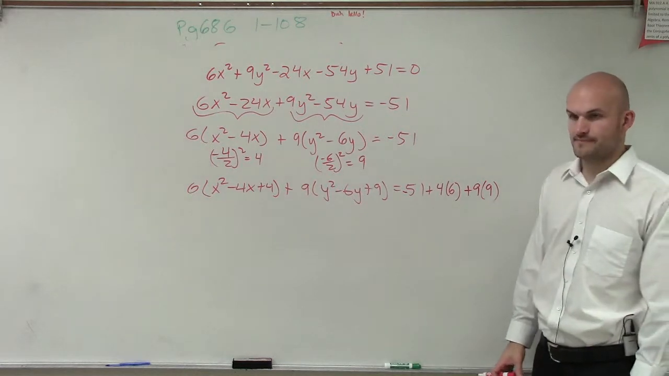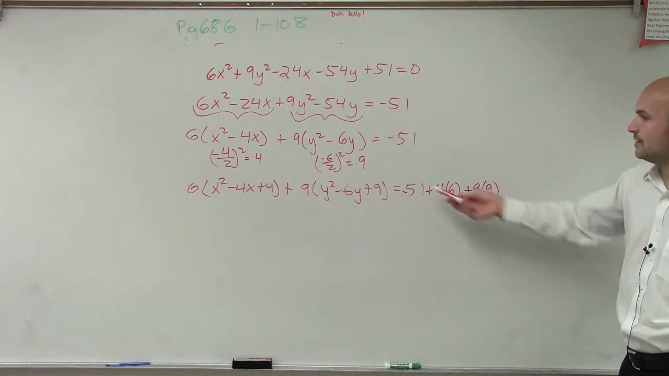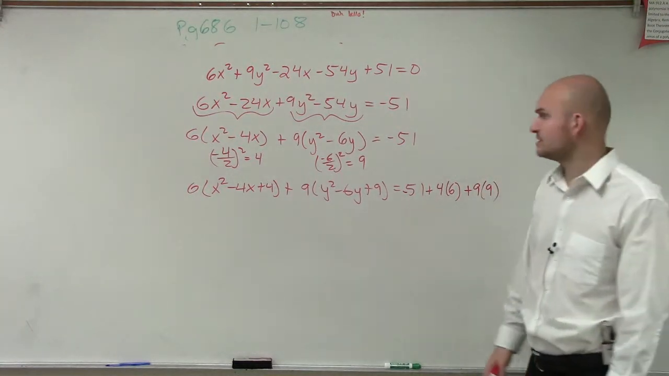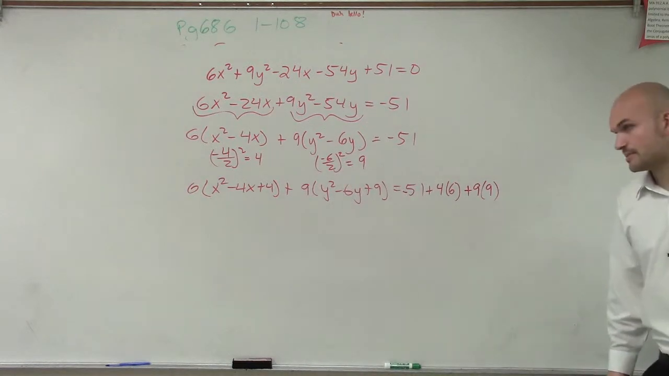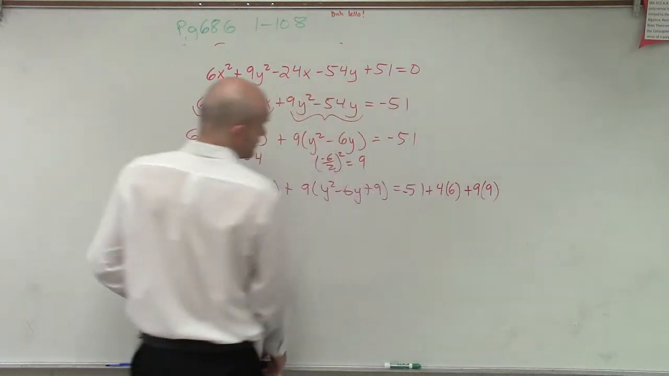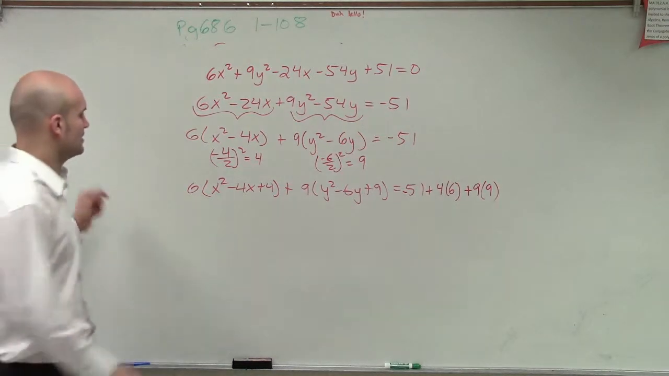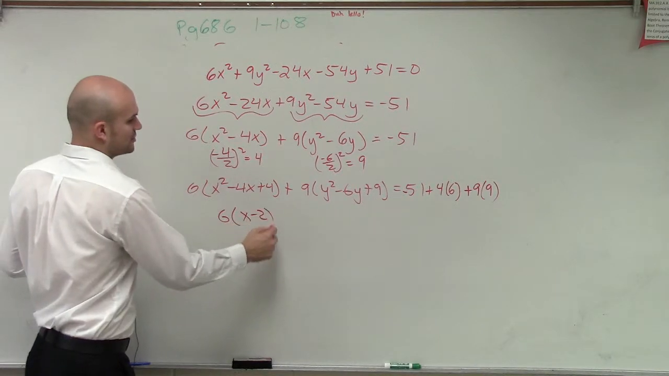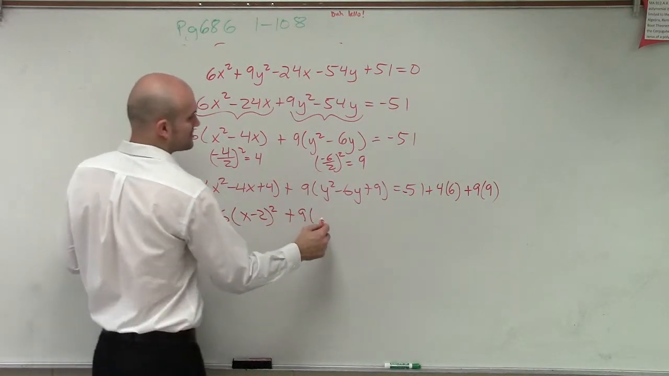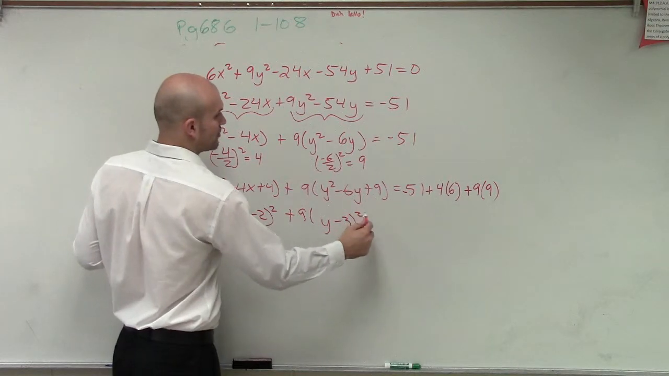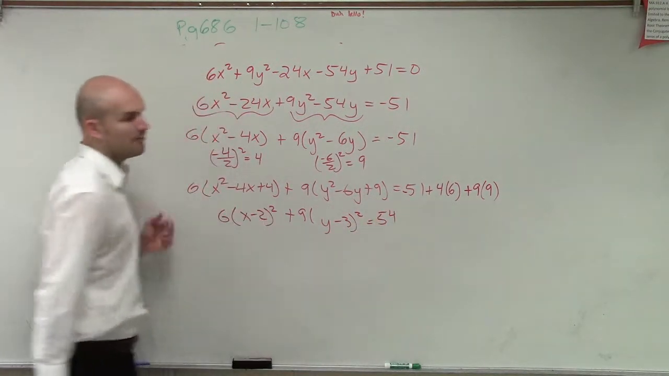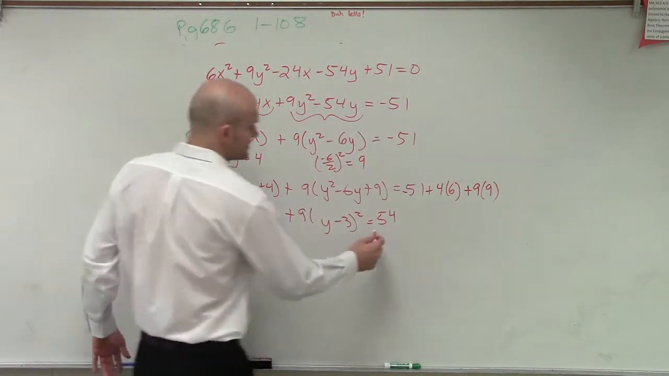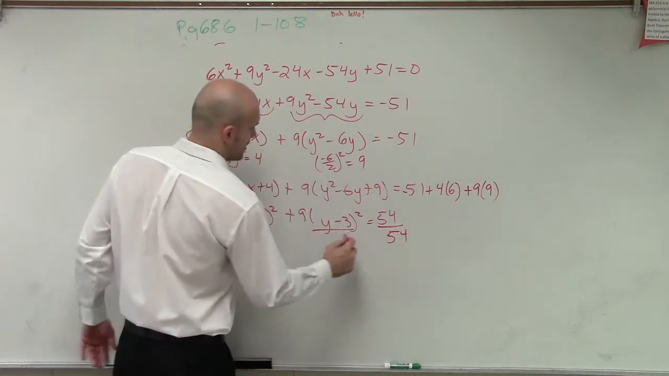add those up. So therefore, 81 minus 51 will be 30, and then 4 times 6 would be 24, so it equals 54 again. Yes, my math is correct. So now I factor these to 6 times x minus 2 squared plus 9 times y minus 3 squared equals 54. But remember, the standard form was for us to set it equal to 1. So the next thing I do is divide by 54 on all my sides.